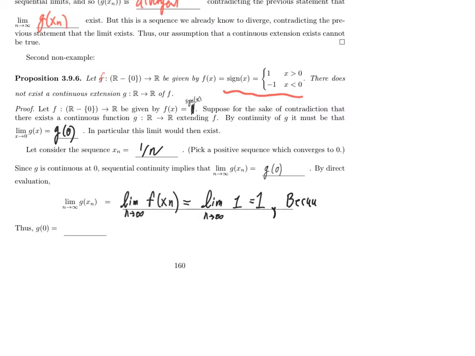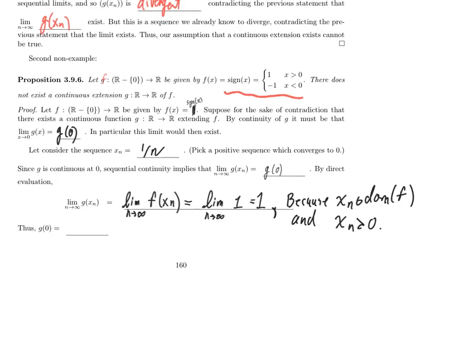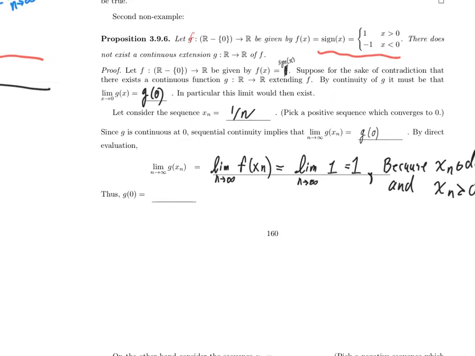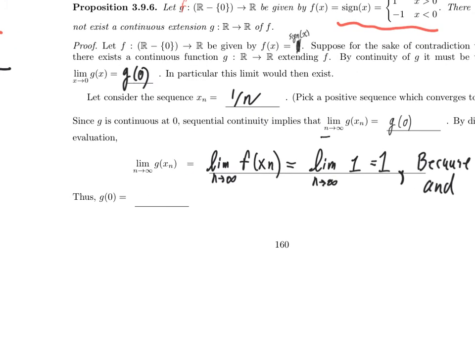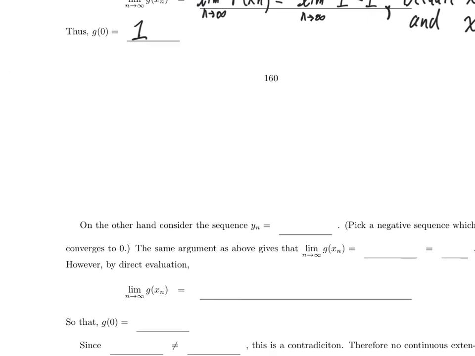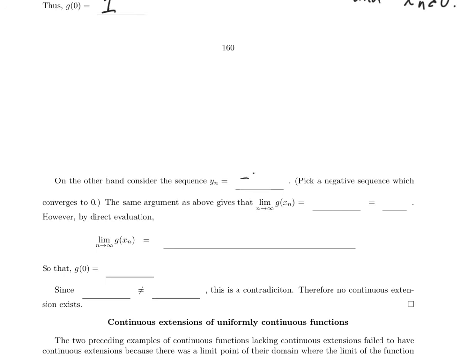Because x sub n is in the domain of f, and moreover, x sub n is bigger than 0. Thus, g of 0, since it has to be the same as the limit as n goes to infinity of g of x sub n, has to be 1. And now, well, you know what I'm going to do next. On the other hand, consider another sequence, negative 1 over n. You can pick another sequence of negative numbers if you want.